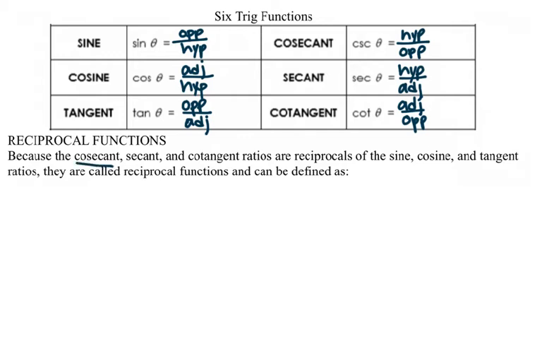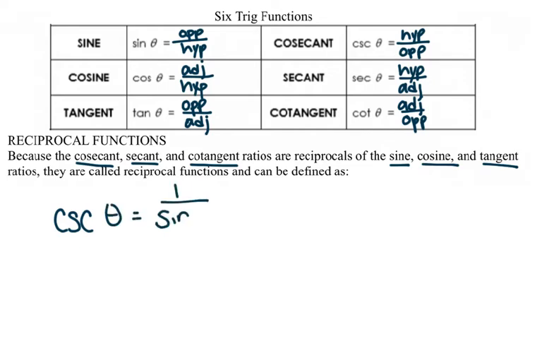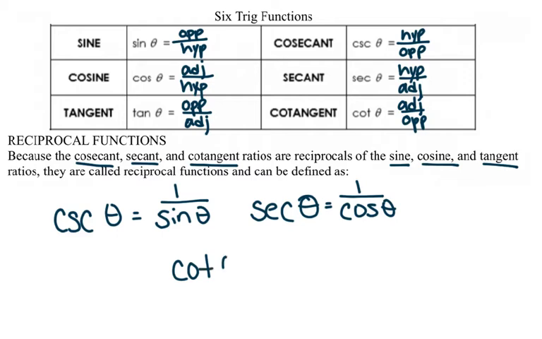Because the cosecant, secant, and cotangent ratios are reciprocals of the sine, cosine, and tangent, they are called reciprocal functions and can be defined as follows. Cosecant is the same thing as 1 divided by the sine function. The secant function is the same thing as 1 over the cosine function. And the cotangent function is the same thing as 1 over the tangent function. So they all work together, and the 3 new functions are just flipped over the functions you already know.